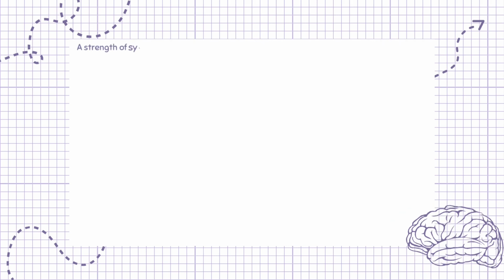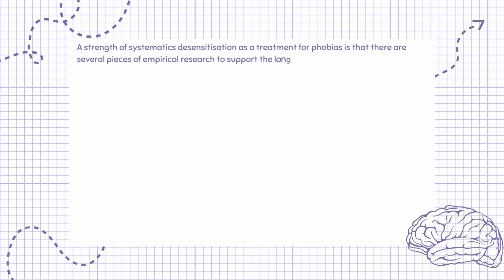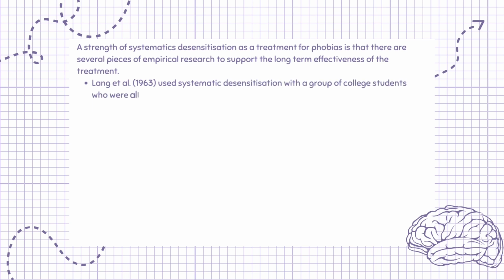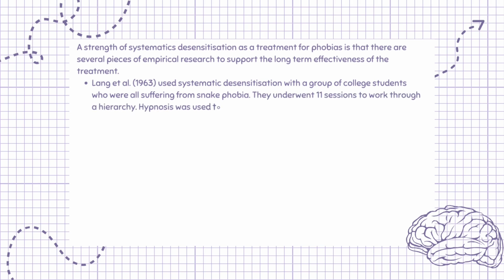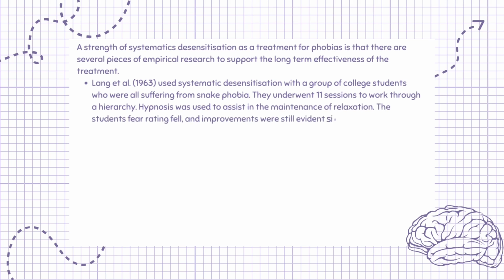A strength of systematic desensitization as a treatment for phobias is that there are several pieces of empirical research to support the long-term effectiveness of the treatment. Lang et al., 1963, used systematic desensitization with a group of college students who were all suffering from snake phobia. They underwent 11 sessions to work through a hierarchy. Hypnosis was used to assist in the maintenance of relaxation. The students' fear ratings fell, and improvements were still evident 6 months later.